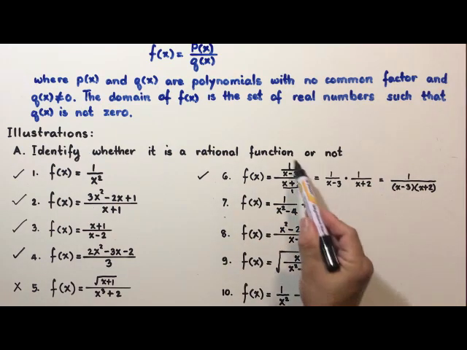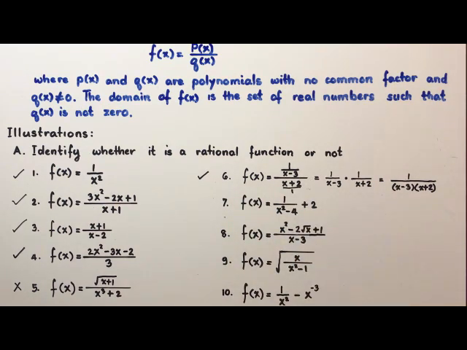This is an example of a rational function. Number 7, f of x is equal to 1 over x squared minus 4, plus 2. Is this a rational function? If your answer is yes, then you are right, because even though this rational expression is added to a whole number, if you combine this rational expression with this whole number, you will still get a ratio of two polynomials. There. So this is an example of a rational function.